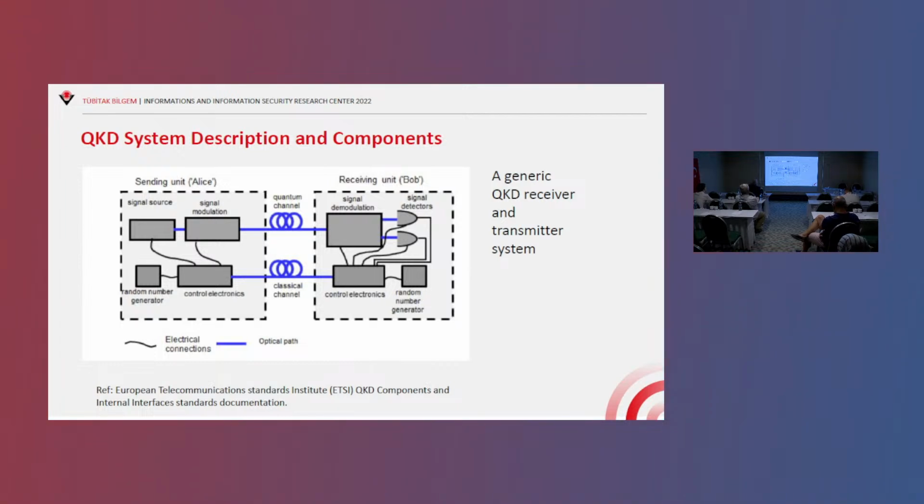On the receiving side, again, some of this information is classical bits that are transmitted through a classical channel, and the qubits are transmitted through a quantum channel. On the receiving end, we have a signal demodulator, again a random number generator as part of the protocol, control electronics, and detectors. So this is as depicted by the European ETSI, the European Telecommunications Standards Institute. This is a general framework for a QKD system.